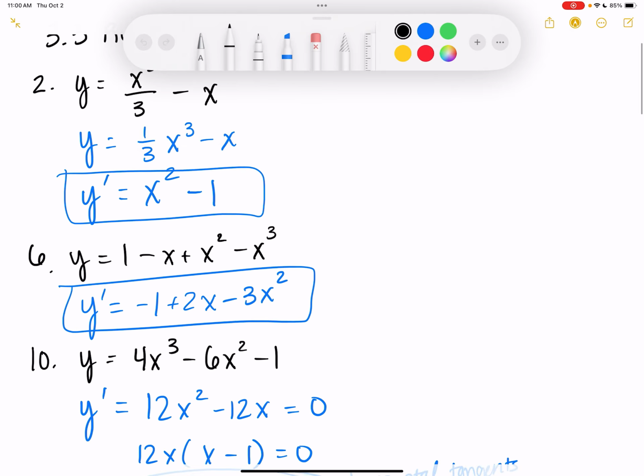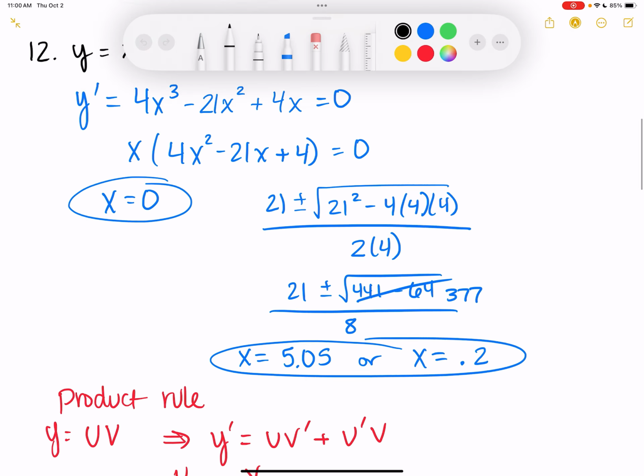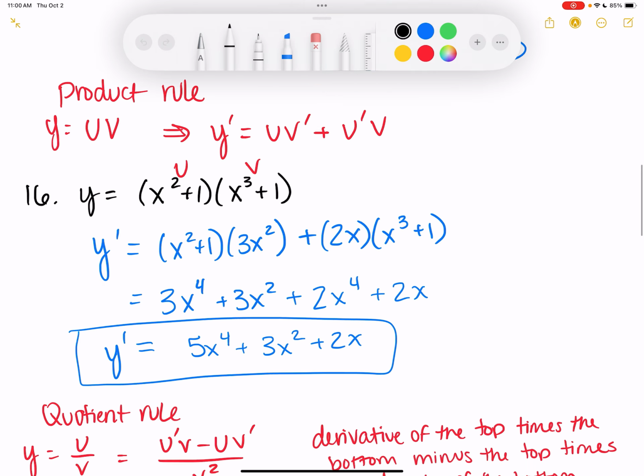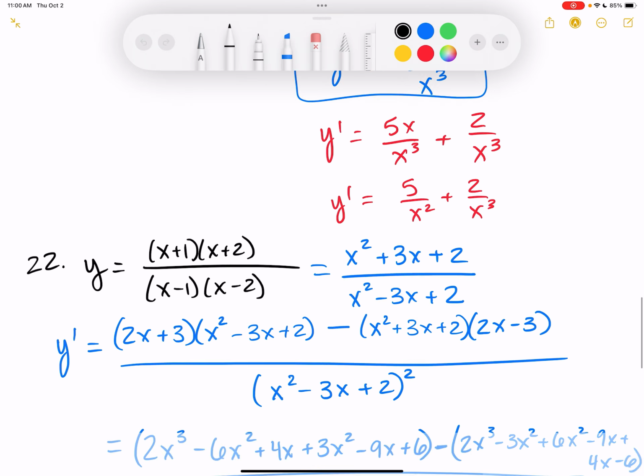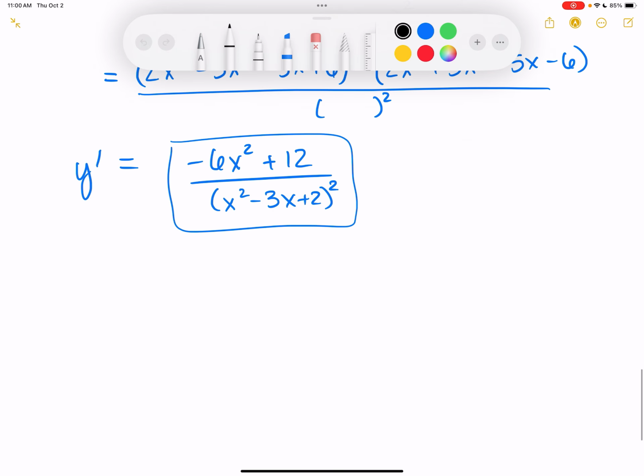All right, so we looked at obviously basic derivatives yesterday, and then we did a few with the product rule and the quotient rule before we wrapped up yesterday. So 24 is a little bit different in what they're asking us to do.